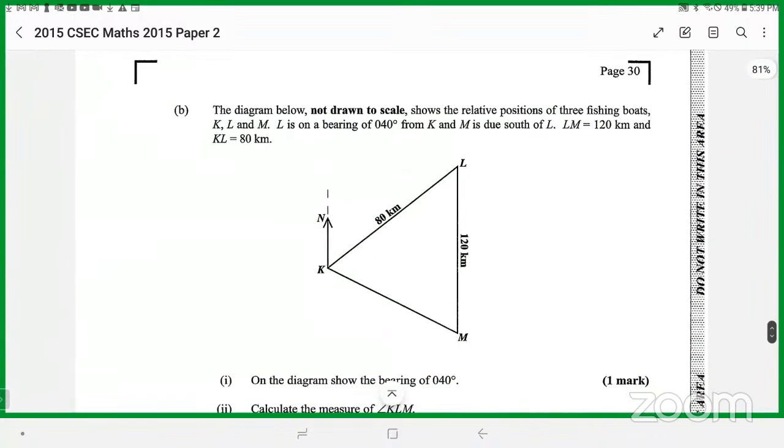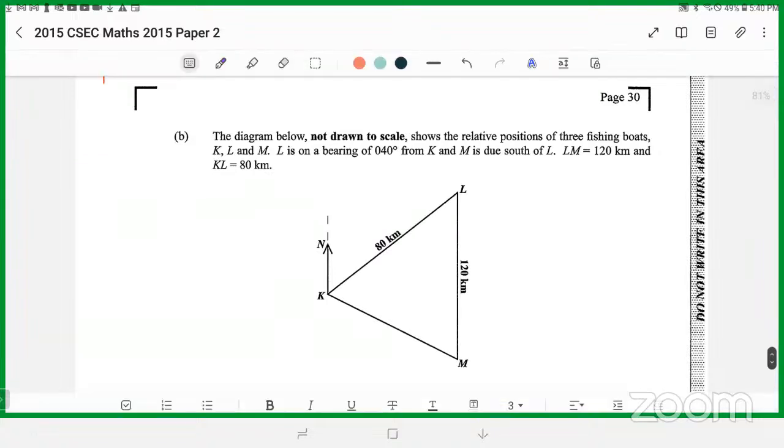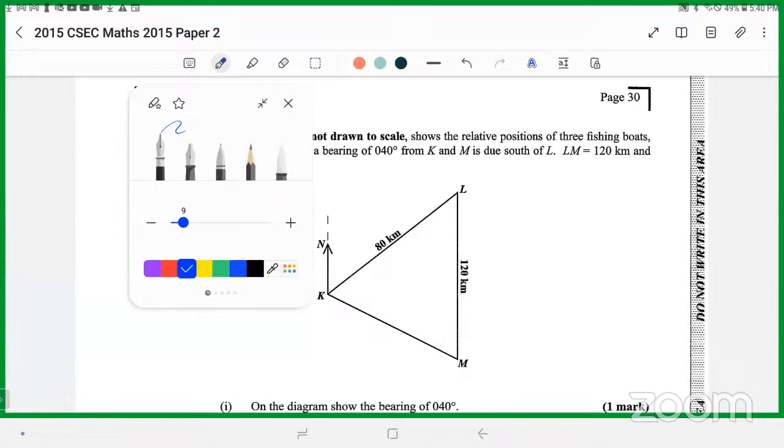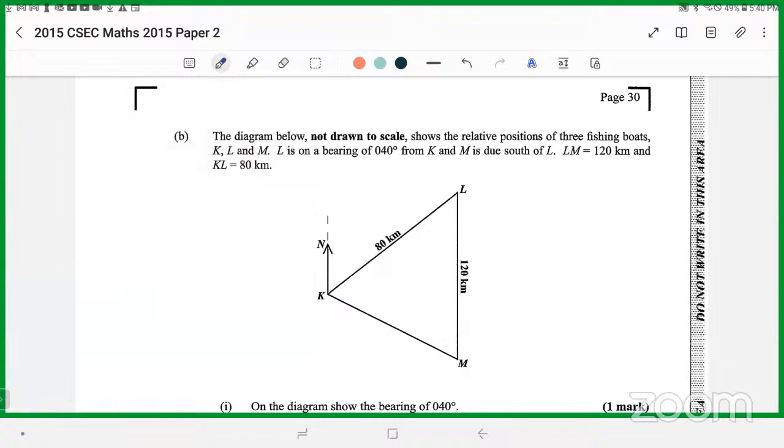So you see, they keep giving you a diagram, making it easier for you. In previous times gone by, we would have to draw a diagram from scratch. The majority of the questions now, they give you the diagram, so they're helping you. This question says, the diagram below, not drawn to scale, shows the relative position of three fishing boats, K, L, and M. So K, L, and M, three fishing boats.